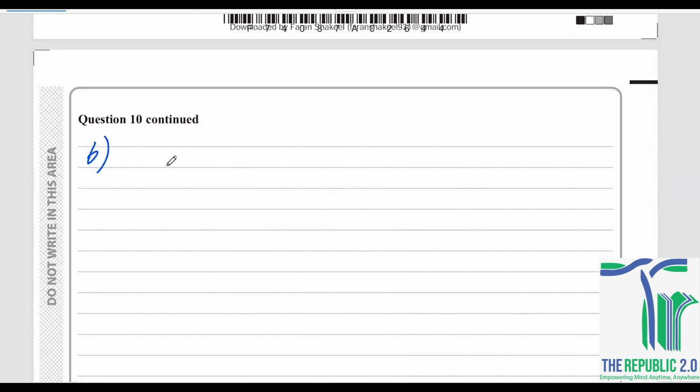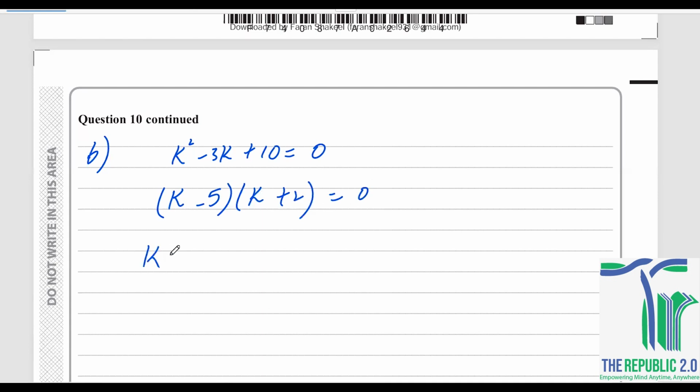In the B part, I've got the equation k² - 3k - 10 = 0. It can also be written as (k - 5)(k + 2) = 0. So the values of k that we would have are 5 and -2. But in the question, they told us that k is a positive constant.